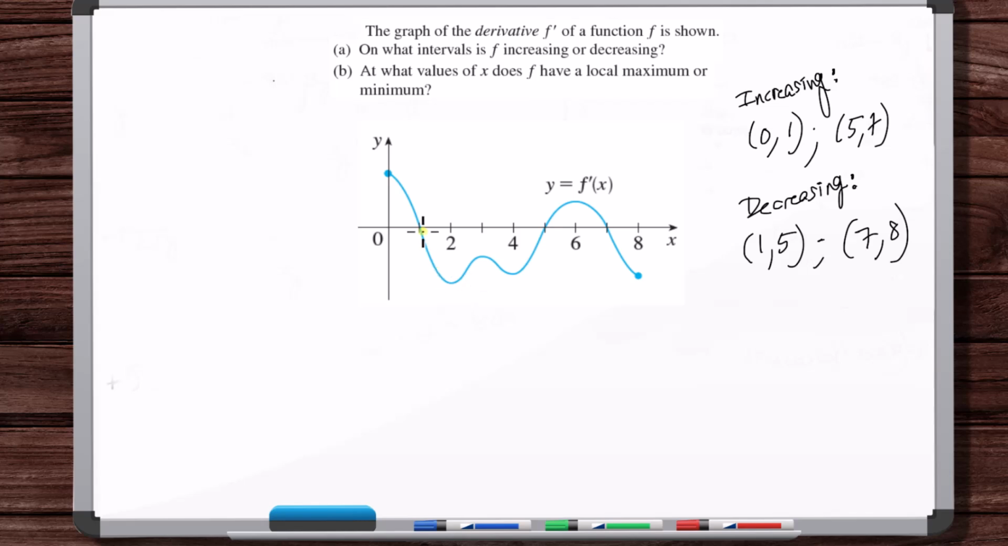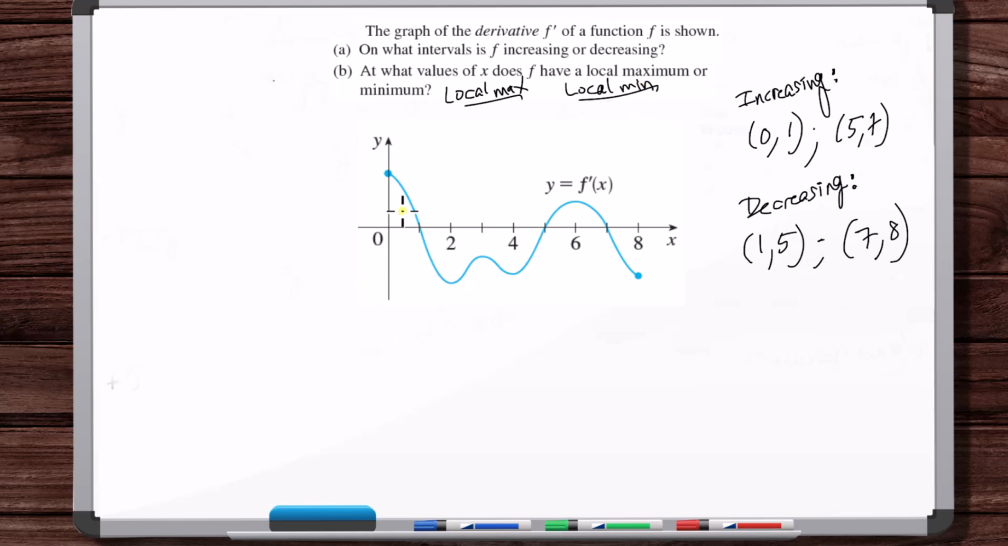Now, the test is, if it's a continuous function and you have a critical number, and we have 3 critical numbers, does the first derivative change sign across that critical number? Well, it does at all 3 points here. And so now we have 3 local maxes or mins. Now, which is which? Local max, local min.